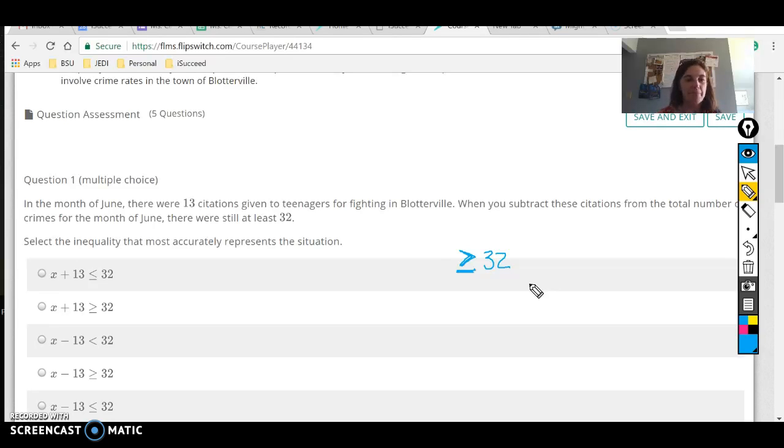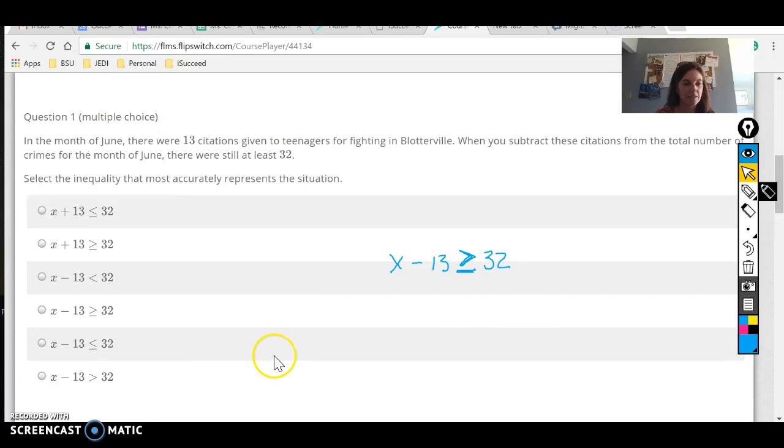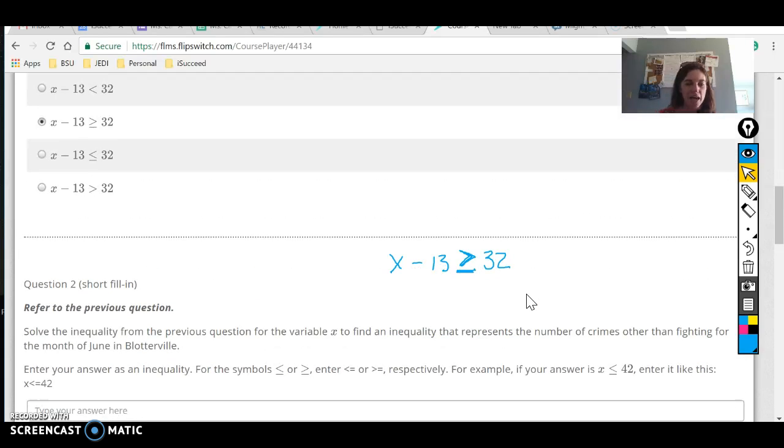Okay, so there were 13 citations given to teenagers, and if I subtract these from the total number, it'll still be greater than or equal to 32. So X is my total number, and 13 is the number of citations given to teenagers. I believe that this is the inequality that best represents this situation. The total number of crimes minus 13 is greater than or equal to 32. And that would be this one right here.